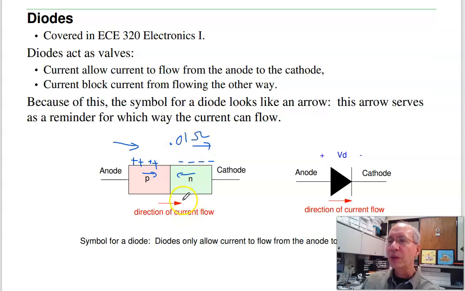If I have current flowing backwards, I have plus charges in the N region, and there just aren't very many of them. I've got minus charges in the P region, again, there just aren't very many of them. So when current flows this way, the resistance is really high, like 10 to the 12th ohms. So a diode is like a variable resistor, low resistance in one direction, high resistance going backwards. They basically allow current to flow only one way. Because of that, the symbol for a diode is an arrow. This reminds you that current can flow anode to cathode. It cannot flow cathode to anode.